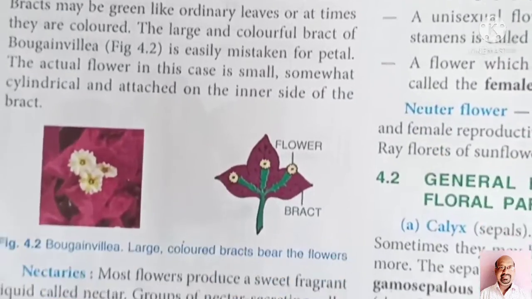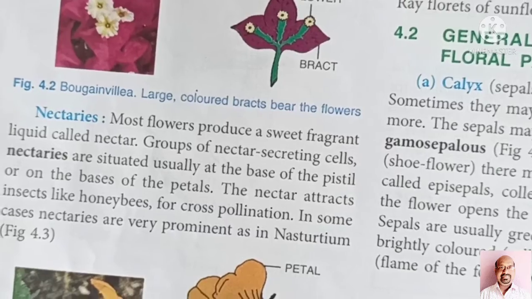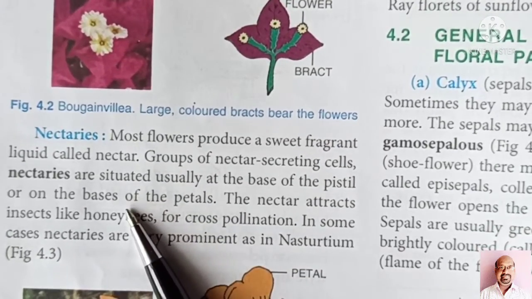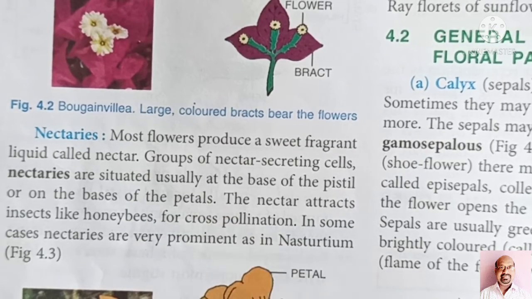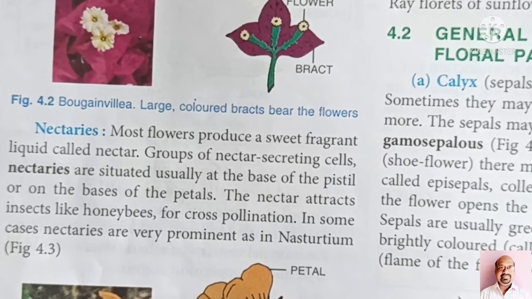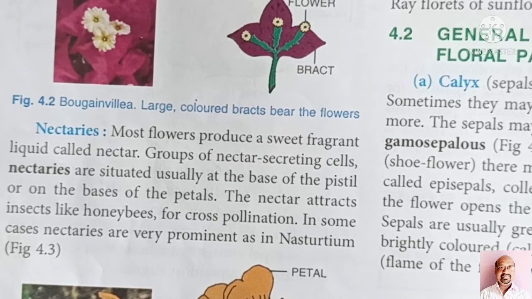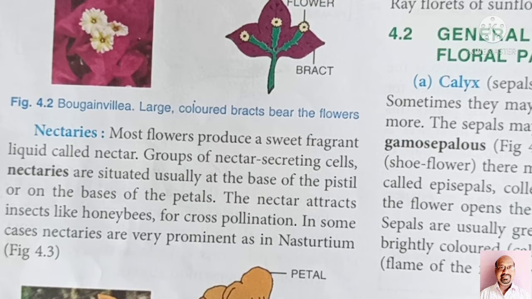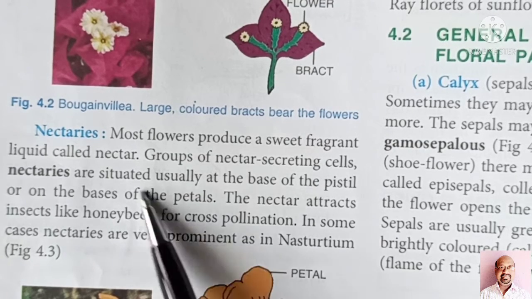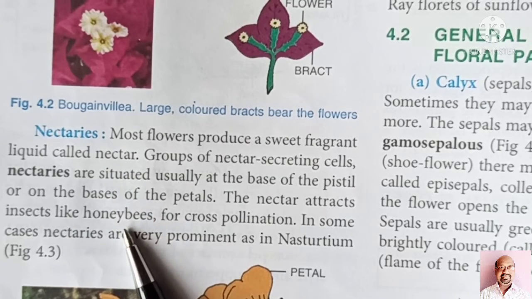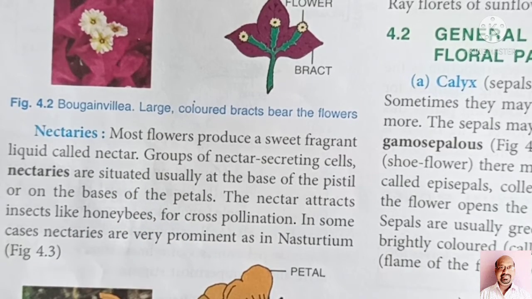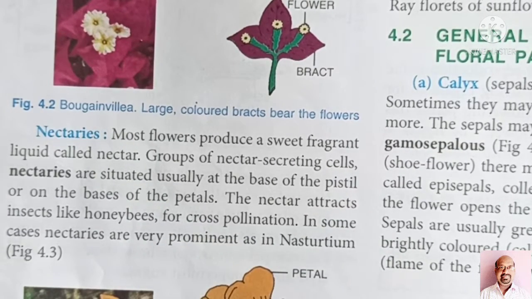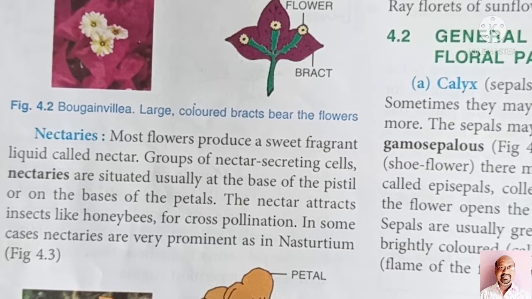Now we will talk about the very important parts of a flowering plant. They are called nectaries. As we all know, most flowers produce nectar, that is, sweet liquid. This nectar is produced by a group of cells, and these groups of cells are called nectaries. Means nectaries are the group of cells that secrete nectar. This nectar attracts insects for the process of pollination.